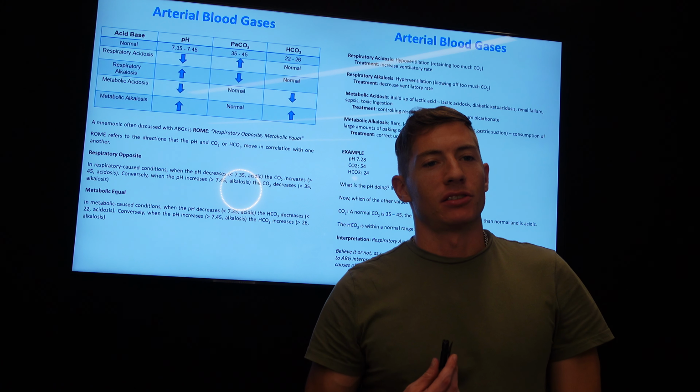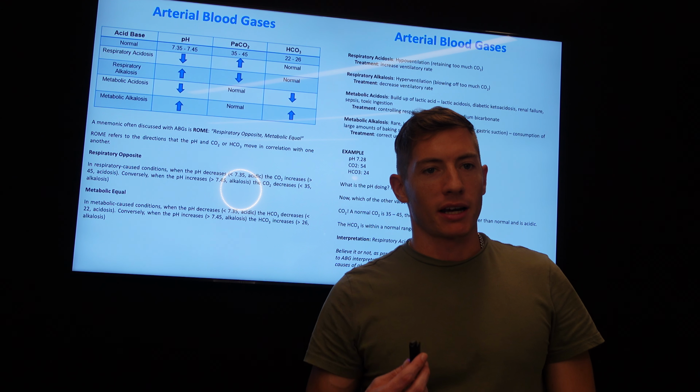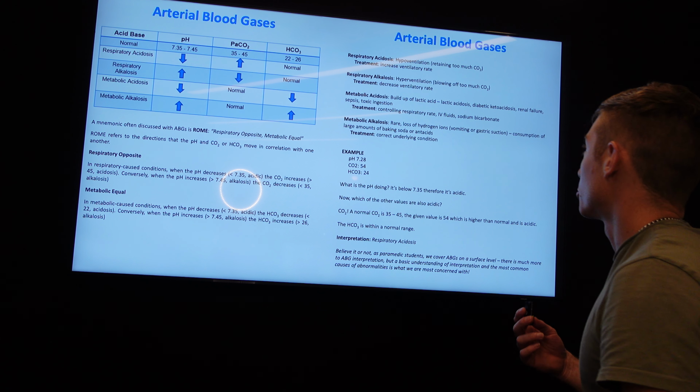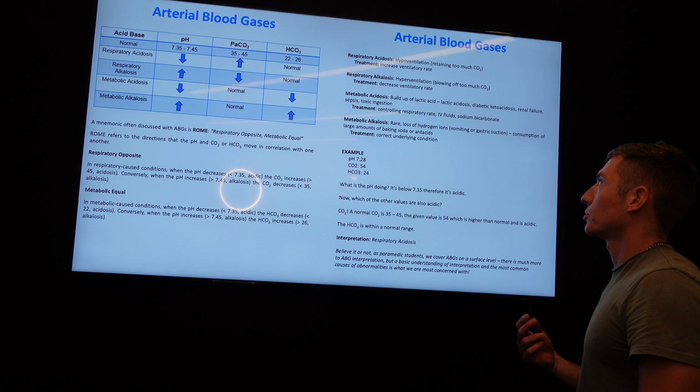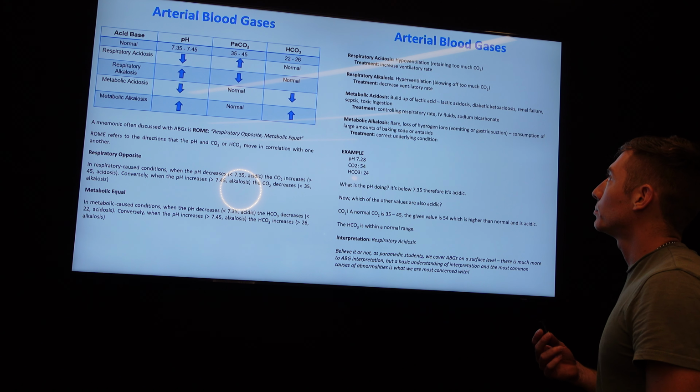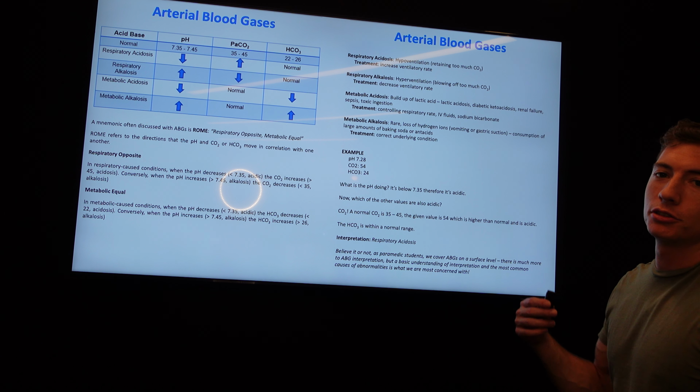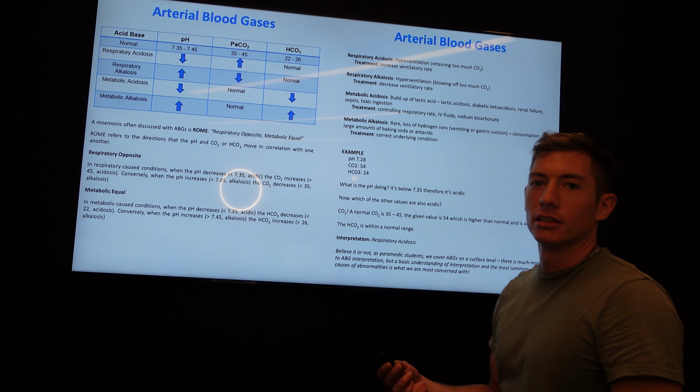Arterial blood gases. In respiratory acidosis, we're going to have hypoventilation, which means that we're retaining too much CO2. And in respiratory alkalosis, the hyperventilation means you're blowing off too much CO2.